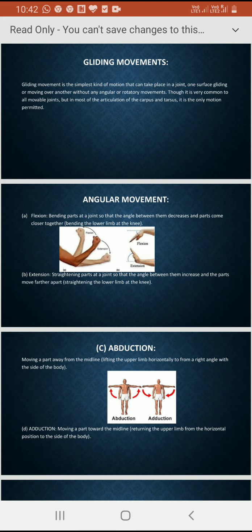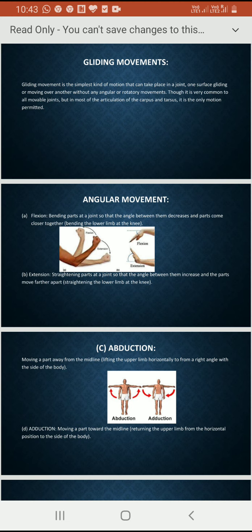Extension: extending parts at the joint so that the angle between them increases and the parts move further apart, for example straightening the lower limbs at the knee. So just opposite of flexion is extension. In extension the angle will increase, and in flexion the angle will decrease. So this is the main difference between flexion and extension. According to the figure you can also understand.